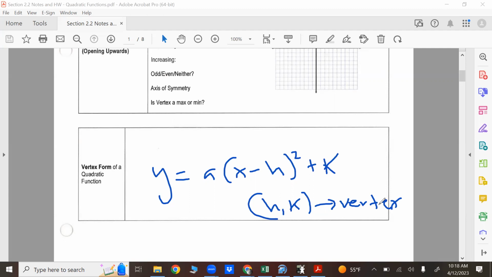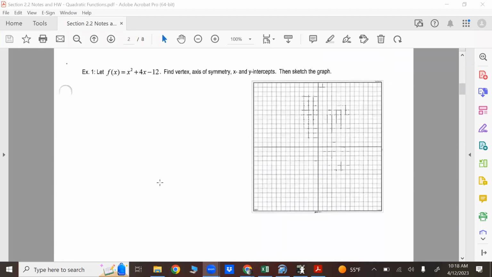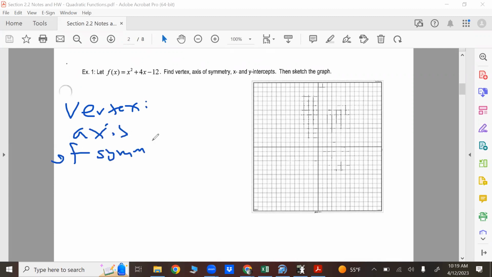So let's do an example. We've got several examples to go through, but we'll get through them, and then you guys can do the homework after that. And hopefully I have no homework for tonight. Example 1. You're asked to sketch the graph, find the vertex, find the axis of symmetry, find the x-intercept, find the y-intercept. Okay, you can go about this several ways.